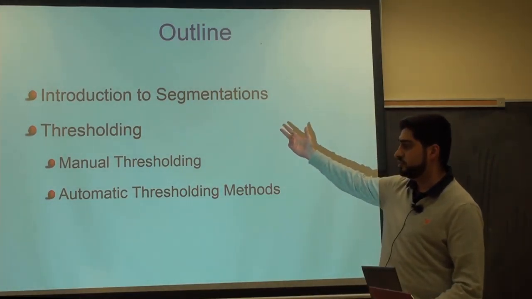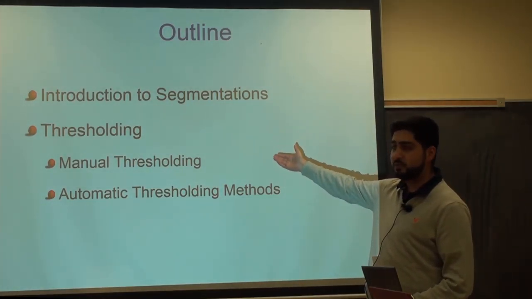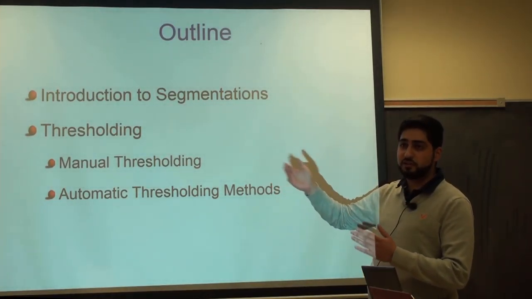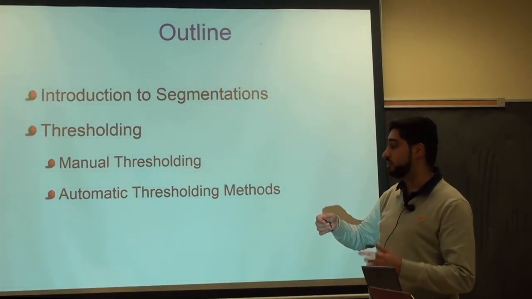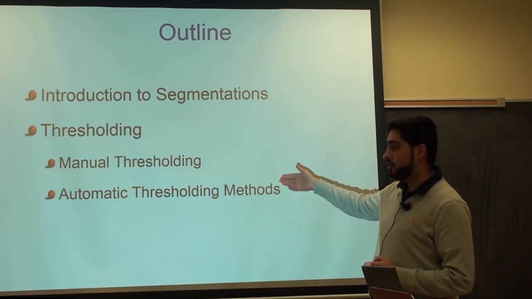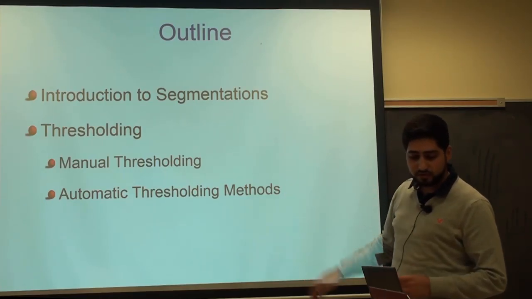In thresholding, there are two kinds of threshold we can do. One is manual, where you look at the image or the histogram and specify the threshold you want to use, or multiple thresholds. Second, there are some methods where you can choose the threshold automatically.